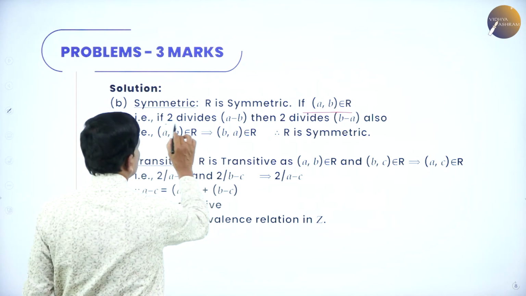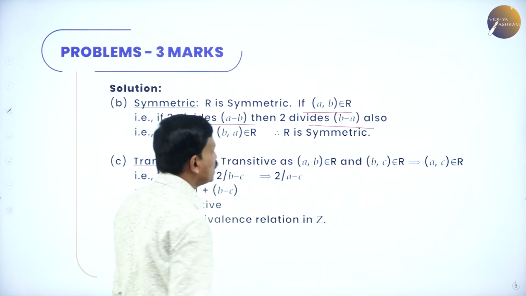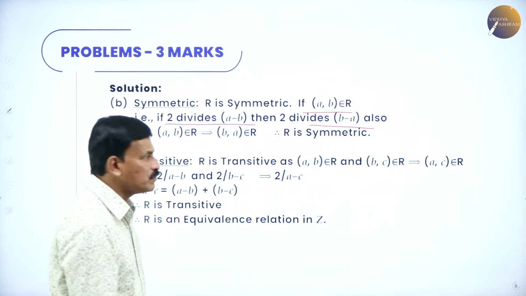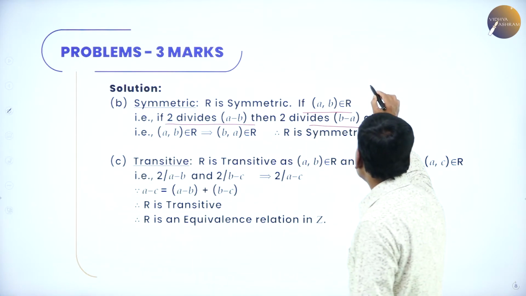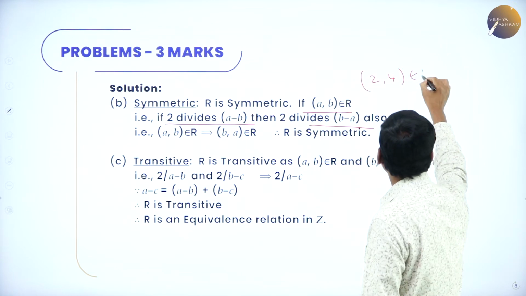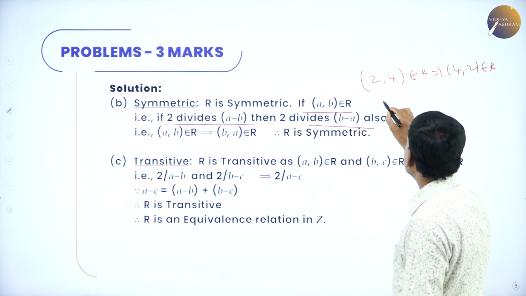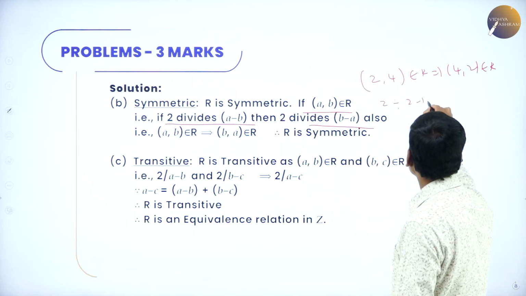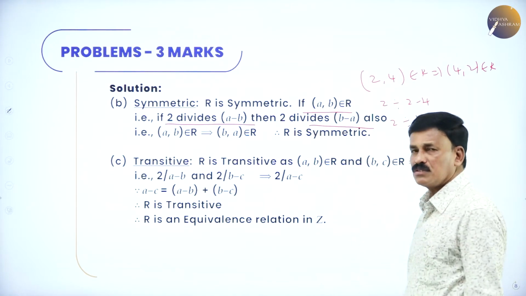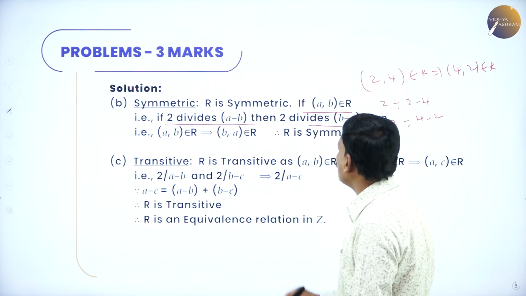That is, if 2 divides A minus B, then definitely 2 also divides B minus A. Therefore, (A, B) belongs to R implies (B, A) also belongs to R. For example, let us consider if (2, 4) belongs to R implies (4, 2) also belongs to R. That is, if 2 divides 2 minus 4, then 2 also divides 4 minus 2.